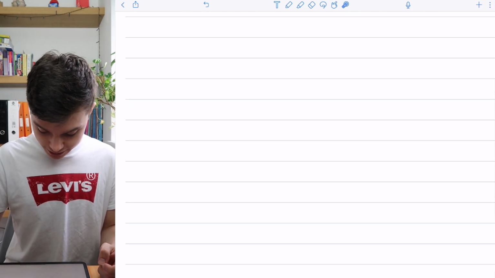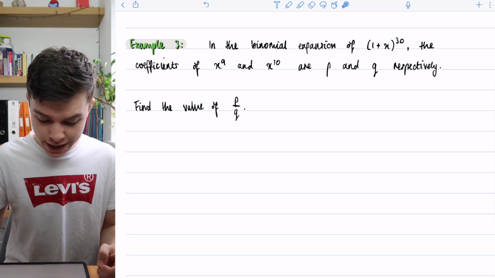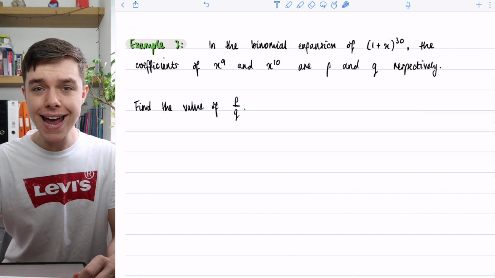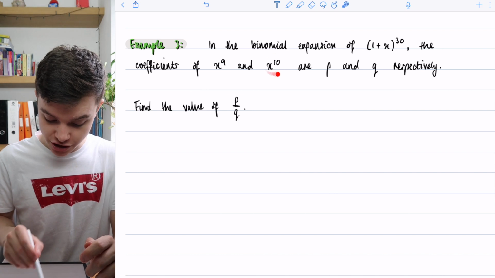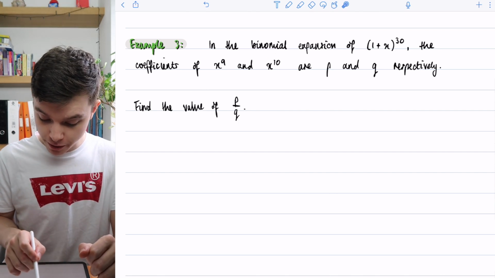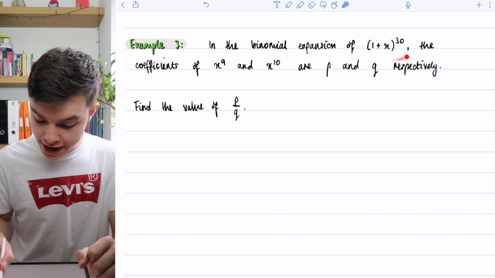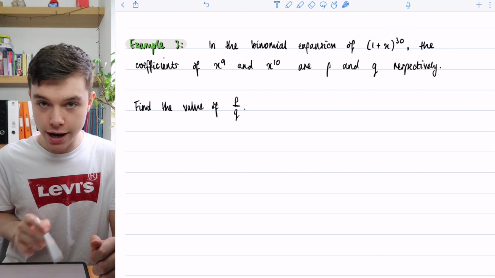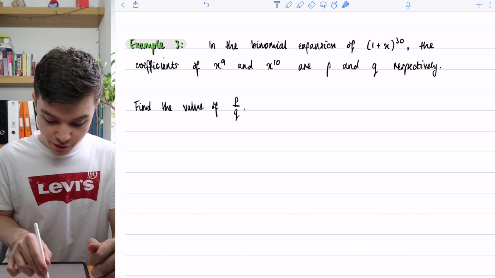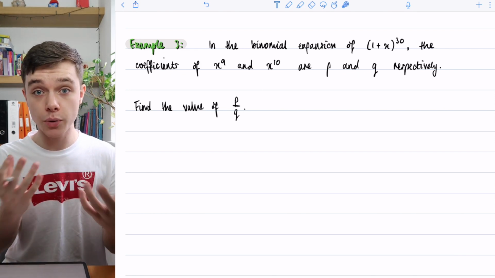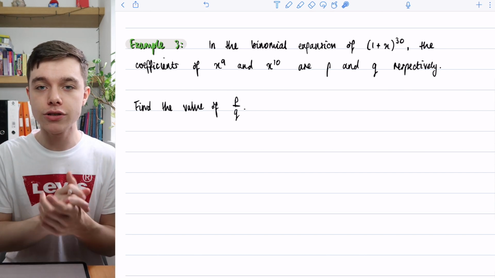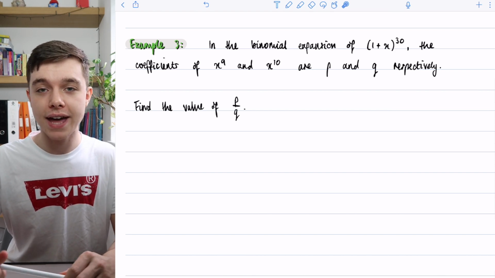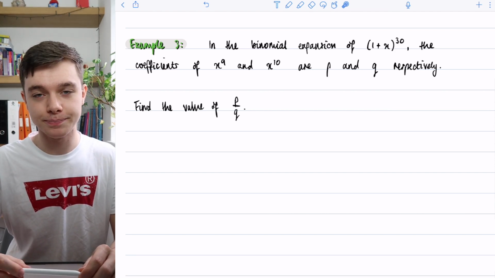Okay, I think this is the final example for this question. It is, and actually, it's quite similar to what we've just done. So I would pause and have a go. Here, you just have 2 coefficients that you need to find. We've got a binomial expansion of 1 plus x to the 30. The coefficients of x to the 9 and x to the 10 are p and q. And then we want to find the value of p divided by q. So we're going to need to work out what p and q are, and then do that final step of dividing them. So pause and have a go, and then press play, and we'll work through the answer.